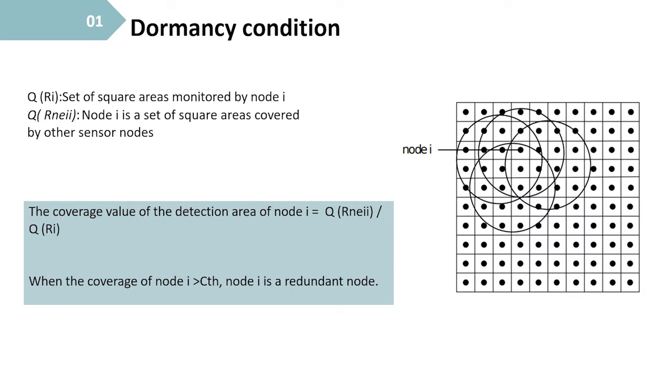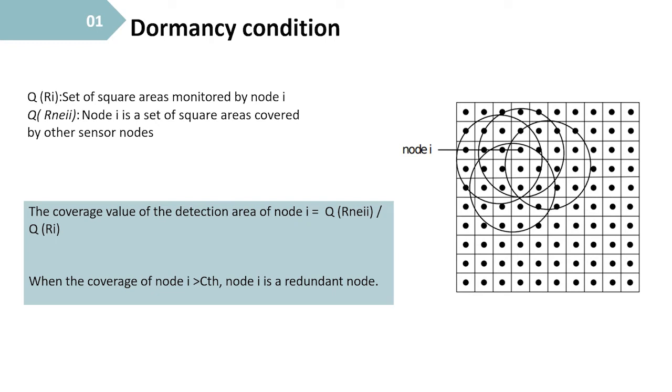As shown in the right figure, node I determines the number of small squares contained in its sensing area, and determines the square area set QRI monitored by target node I. It then receives the small squares contained in other sensor nodes, and compares and determines the set QRNEII of small squares covered by other sensor nodes. Finally, the coverage value of the area monitored by sensor I is obtained by the ratio of the number of elements of the set QRNEII to the set QRI.